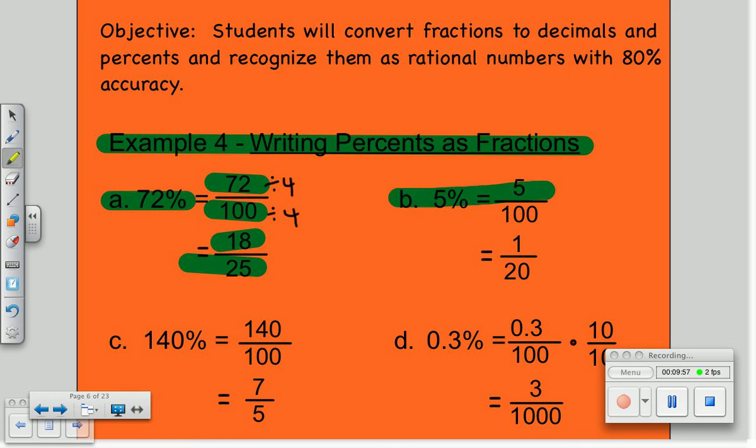5% is 5 over 100. All percents are out of 100. Reduce it by dividing by 5. 5 divided by 5 is 1. And 100 divided by 5 is 20. 1/20.